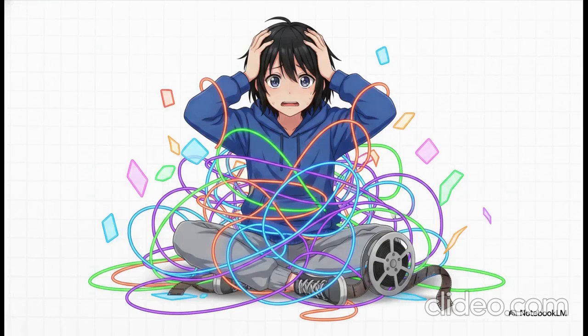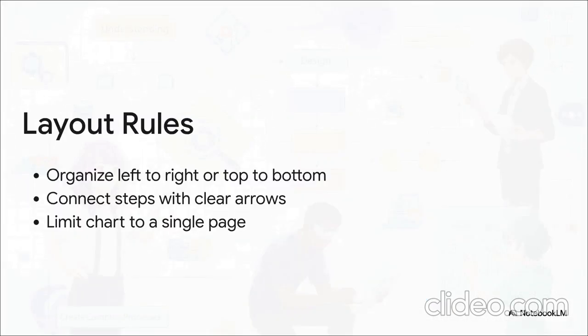To make sure your flowchart is actually readable, you've got to follow the rules of the set. Let's look at the script. The rules for directing flow. Let's start with the layout rules. First up, organize your flow strictly from left to right or top to bottom. This mimics how we naturally read, and it keeps the timeline super clear.